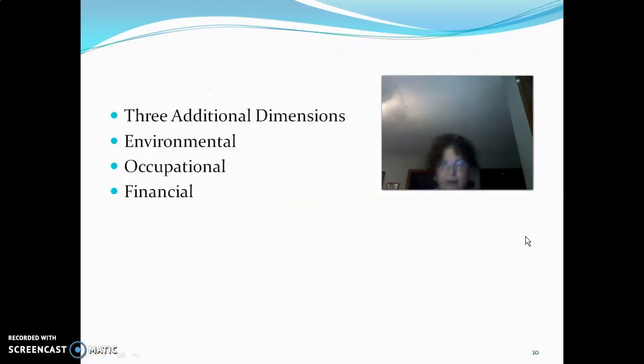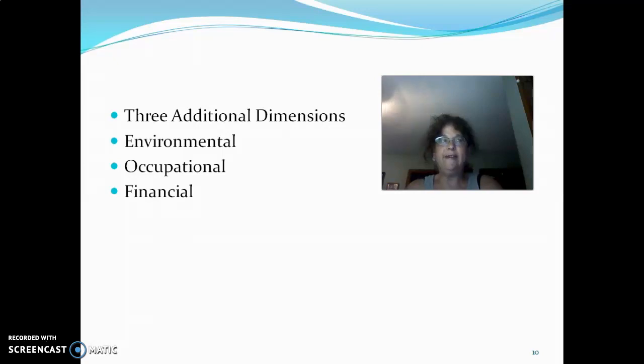And then throughout the years, just like everything, just like Healthy People 2020, we're going to move into 2030. There is always evolving knowledge and information. So there are 3 additional dimensions of wellness that have been added since we started teaching this class. They are environmental wellness, occupational wellness, how satisfied you feel, and financial wellness.